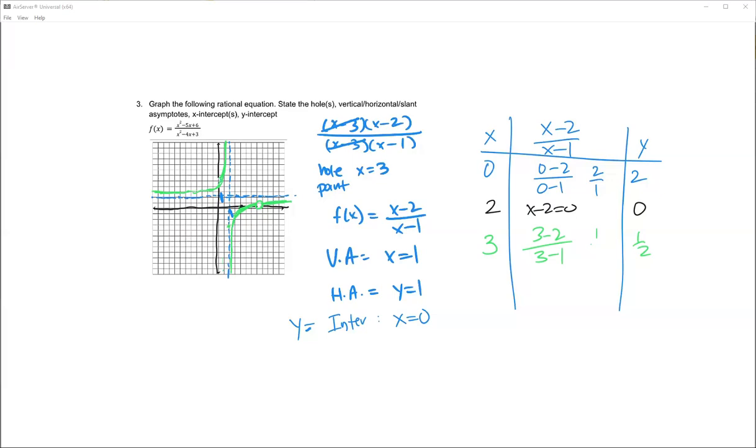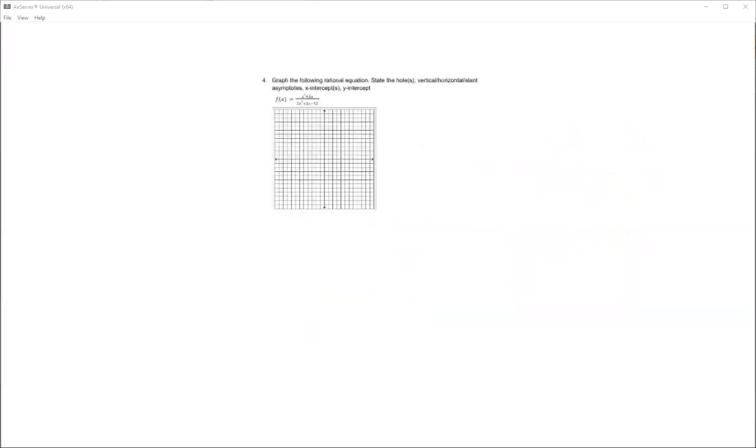You good? Let me know. You guys good? Yeah. All right. And number 4, last but not least here, let's do that equation that I put up. It is not this one. It is x squared minus x plus 4 all over 2x plus 2.